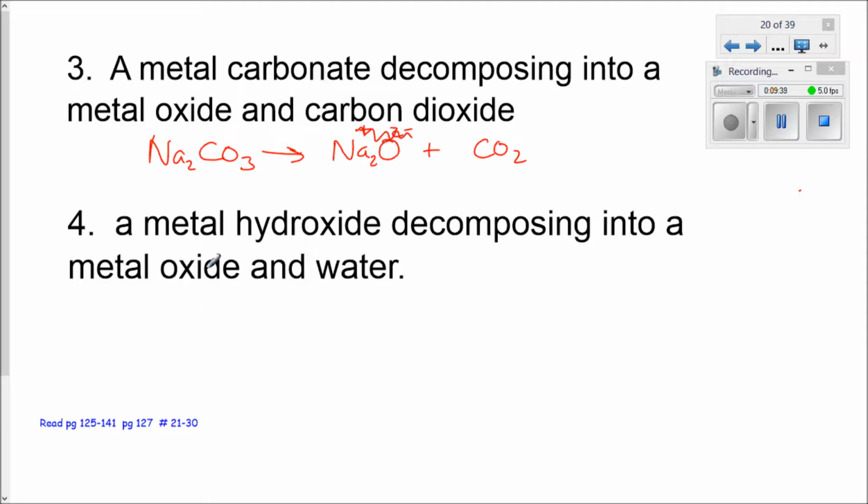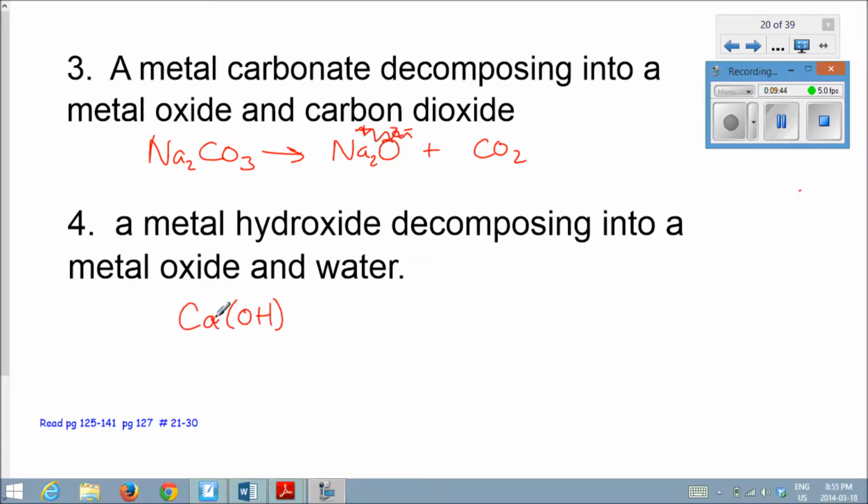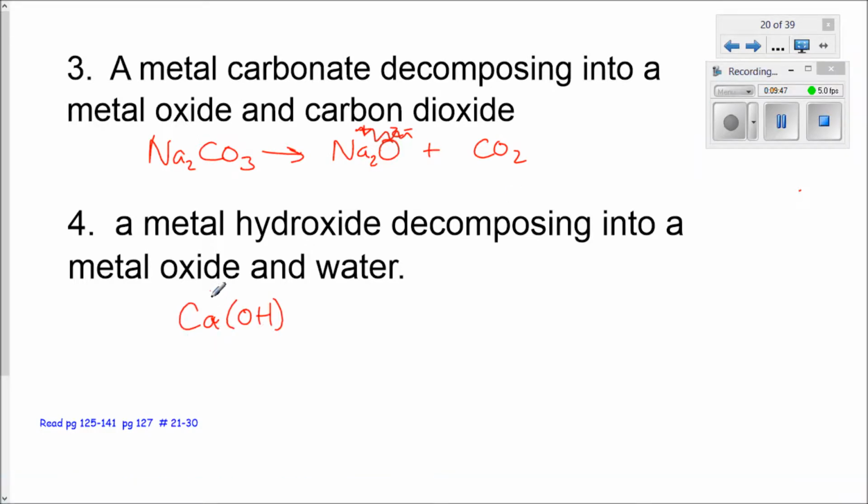And finally, we have a metal hydroxide decomposing into a metal oxide and water. Let's look at that one very quickly. I picked calcium hydroxide. I remember that calcium has a 2 charge and hydroxide has a 1 charge, so it's Ca(OH)2. It's going to break down into a metal oxide, so I put calcium and oxygen. That has a 2 and a 2, so they cancel out. And we have water, which we know is there. Then it just comes down to balancing. Take a look: we have two hydrogens, 2 oxygens, and 1 calcium. It is already balanced. It's good to go.